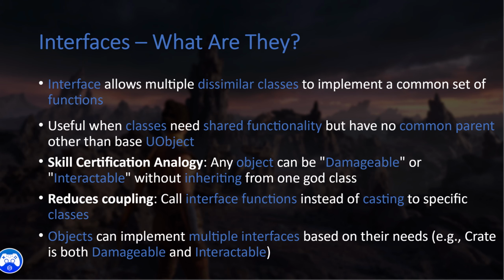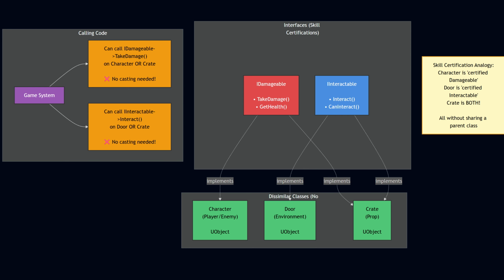If you don't know what an interface is, an interface allows multiple dissimilar classes to implement a common set of functions. This is useful when classes need shared functionality, but have no common parent other than the base UObject. In this case, an Unreal interface can enforce multiple objects to implement the necessary functions. You can think of it as a skill certification. Any object can be damageable or interactable without needing to inherit from the same parent. Interfaces can also help reduce coupling because you can call interface functions instead of needing to cast to some specific class. That's going to be the primary benefit for our action system.